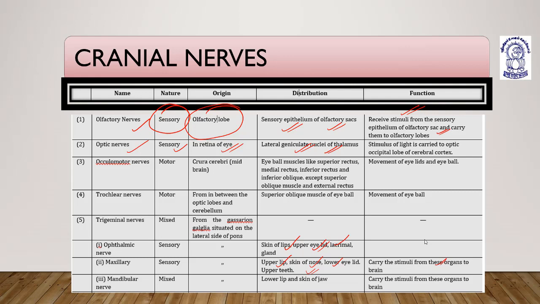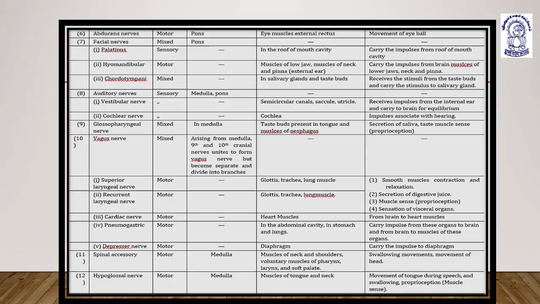The trochlear nerve originates from in between the optic lobes and cerebellum. It supplies the superior oblique muscle of the eyeball, which helps in the movement of the eyeball. Then comes the abducens nerve, which is motor in function. Its origin is the pons. It supplies the external rectus eye muscle, for movement of the eyeball.